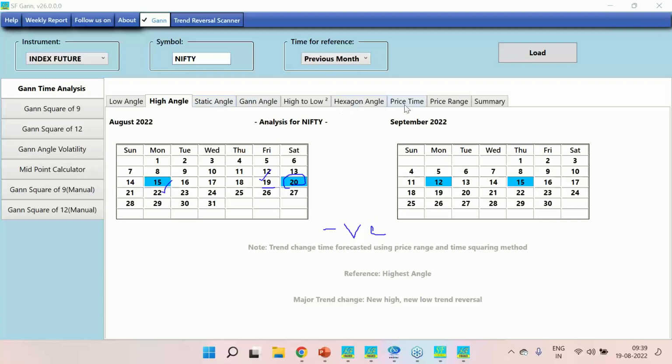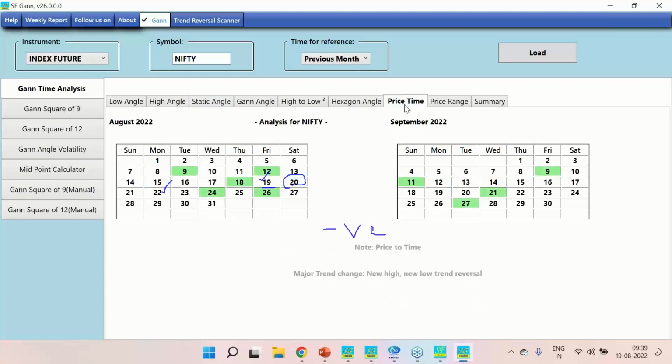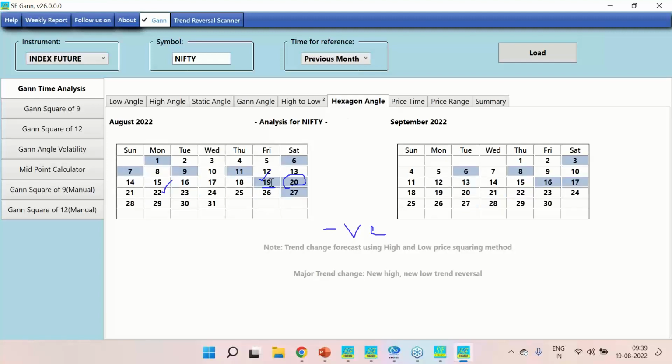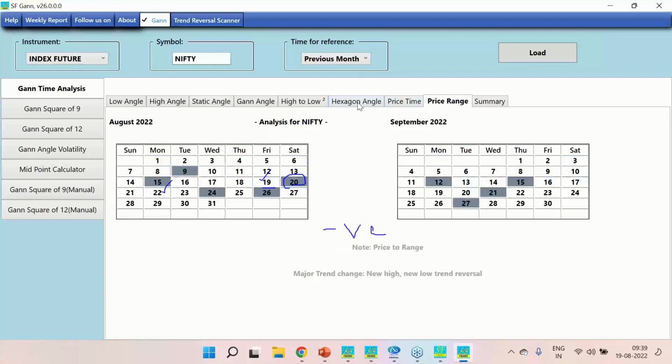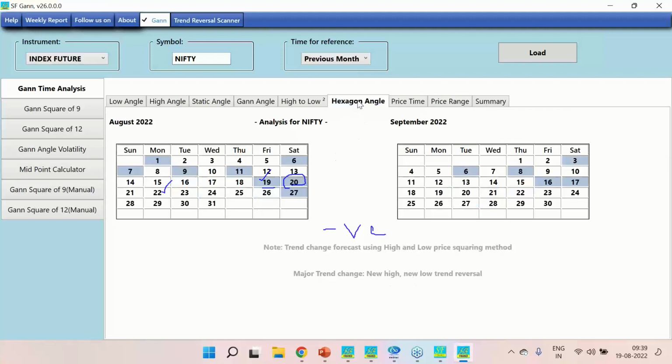And which other method? Price time. Price range and time also suggest the 19th. Hexagon also suggests the 19th. So today 3 methods are suggesting a trend change date, price range. So this is a major trend change date. On the 19th it will get impacted. Hexagon method also says 19th and 20th. 20th is a holiday, so 19th is a trend reversal date.